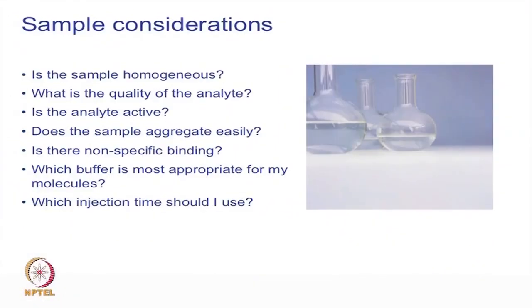And coming to the sample, the sample or analyte is a major contributor to bad data. So it is very important that we purify or characterize them before our experimentation. Homogeneous samples are good enough to be considered. Please make sure that your samples are highly homogeneous, good quality, active, and that they do not aggregate and do not give us a lot of non-specific binding.